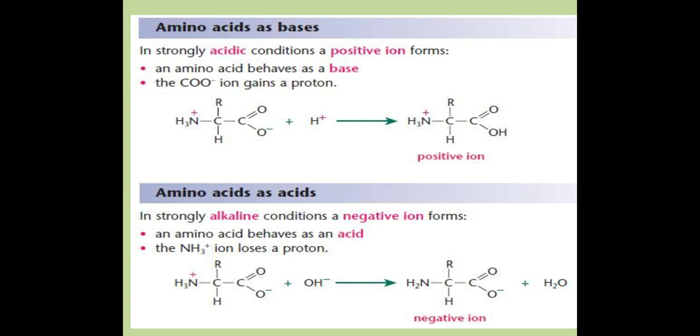In strongly acidic condition, the amino acid behaves as a base. The COO- ion gains a proton and it becomes a positive ion. Whereas in strongly alkaline condition, the amino acid behaves as an acid. The ammonium ion of the amino acid loses a proton and it becomes a negative ion.